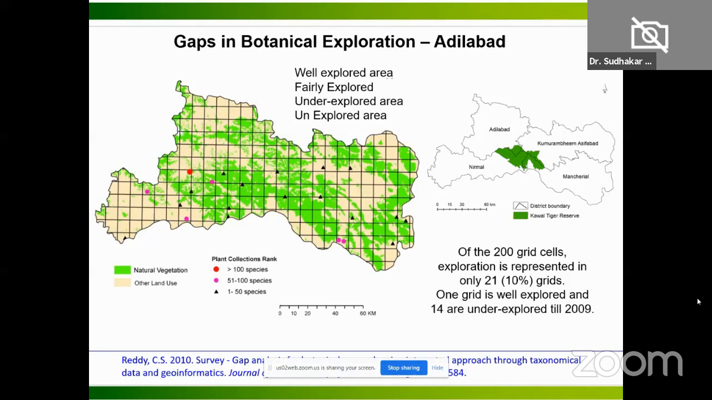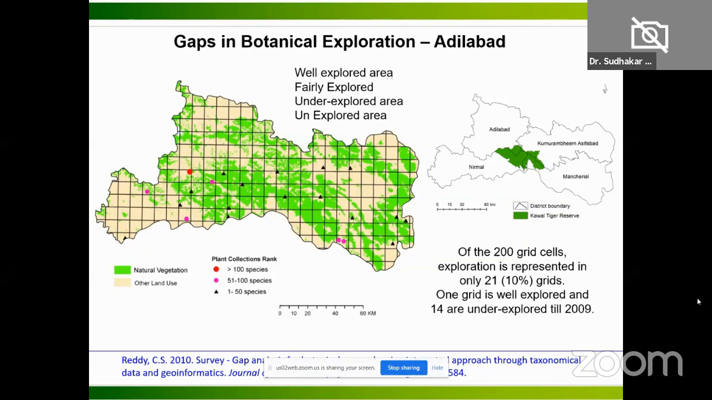To represent this systematically, I categorized the district into equal sized cells, each cell being 10 kilometers by 10 kilometers. I adopted the grid cell because we don't have an exact GPS location for each specimen collection. So I considered a 10 by 10 kilometer cell as one location. Based on that, we have around 200 grid cells, but the exploration was conducted in only 21 grid cells. It means only 10% of the area got explored.